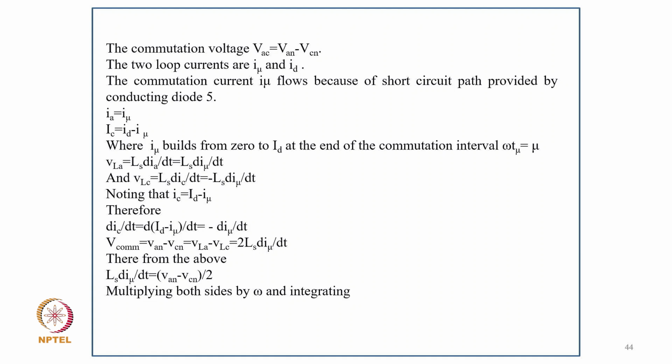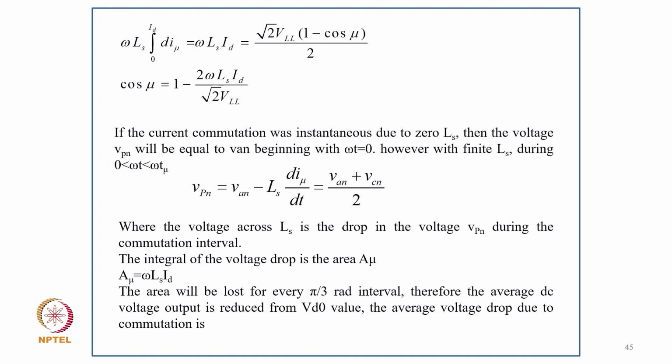So the commutation voltage equal to VAN minus VCN and equal to VLA minus VLC, that is 2 LS di_mu upon dt. So therefore from the above we get LS di_mu upon dt equal to in bracket VAN minus VCN by 2, multiplying both sides by omega and integrating. So we get omega LS integral 0 to ID of di_mu equal to omega LS ID equal to root 2 VLL in bracket 1 minus cos mu by 2, and then cos mu equal to 1 minus 2 omega LS ID upon root 2 VLL.